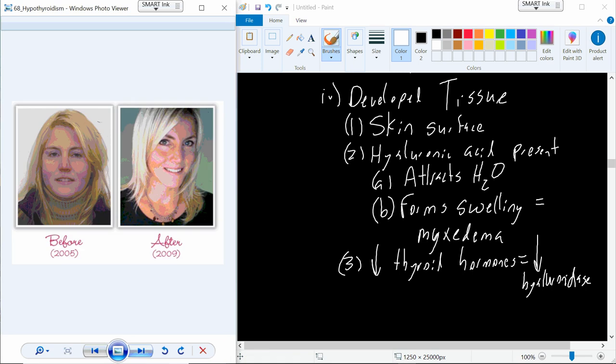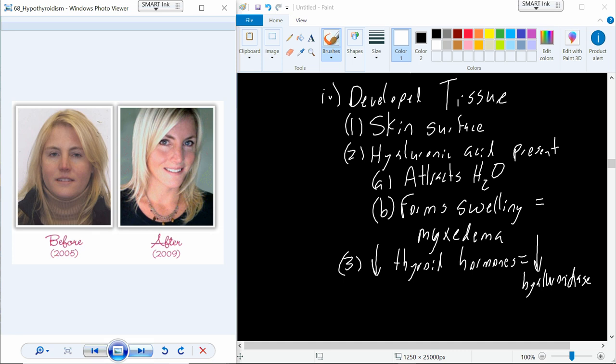So how about a picture? This is the same individual. They don't look like the same people at all, do they? So in hypothyroidism, hyaluronic acid levels are high in the skin, causing that facial swelling. And then in 2009, she's actually treated for low thyroid, or hypothyroidism. This turns up hyaluronidase in the developed tissue.